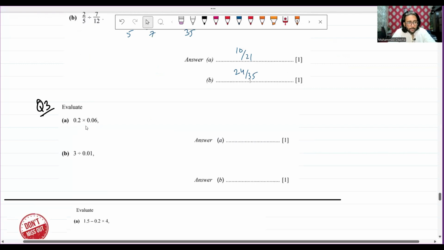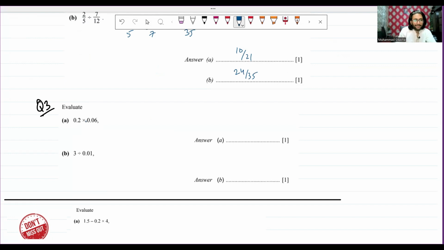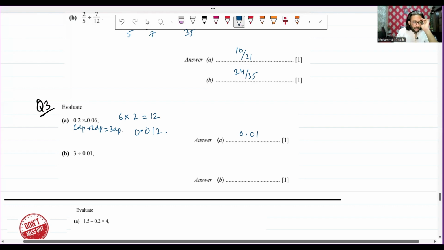0.2 multiplied by 0.06. How do we do this? If you remember, we just did this a while ago, that you forget that the decimal point even existed, right? And then just do 6 multiplied by 2 is equal to 12. Now this is 1 decimal place and this is 2 decimal places. We add them, 3 decimal places. So take the decimal point and move it 3 decimal places backward. So 12, let's say my decimal point is here, 1, 2, 3 decimal places. 0.012 is my answer.